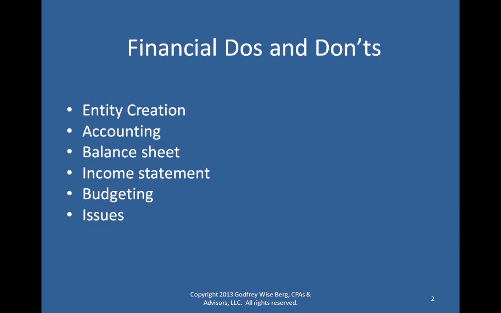We're going to talk about entity creation. We're going to talk about accounting, whether it's policy and or procedures. We're going to talk about what balance sheets include and how they look. We're going to talk about income statements. We're going to talk about budgeting, and then we're going to round things out with issues, red flag type issues to watch out for, and then what should be done.